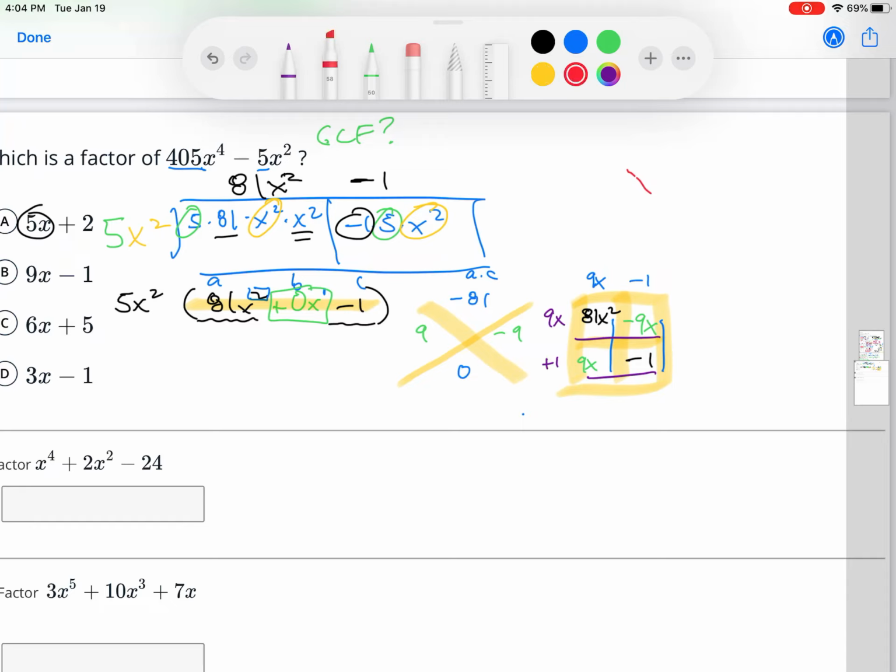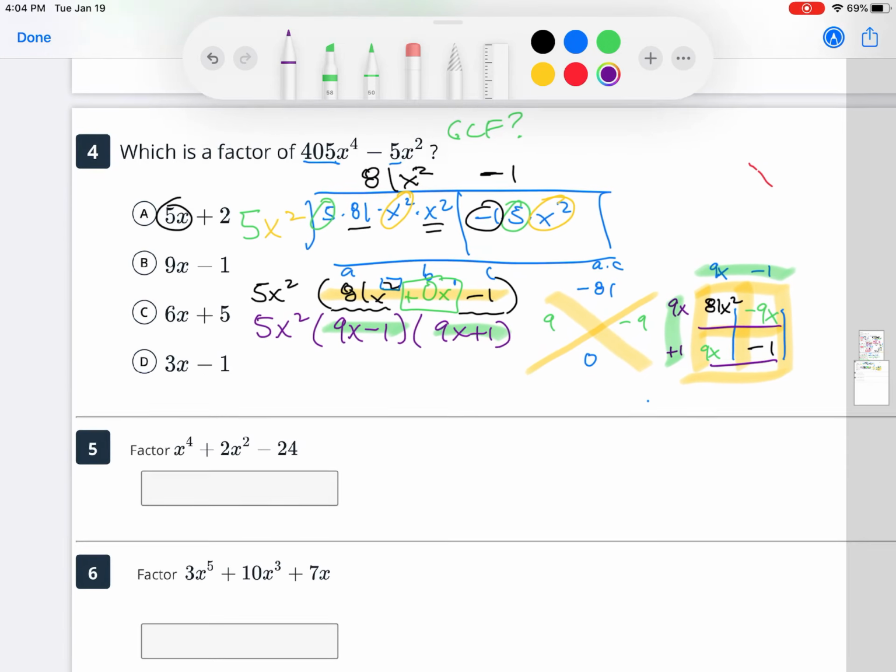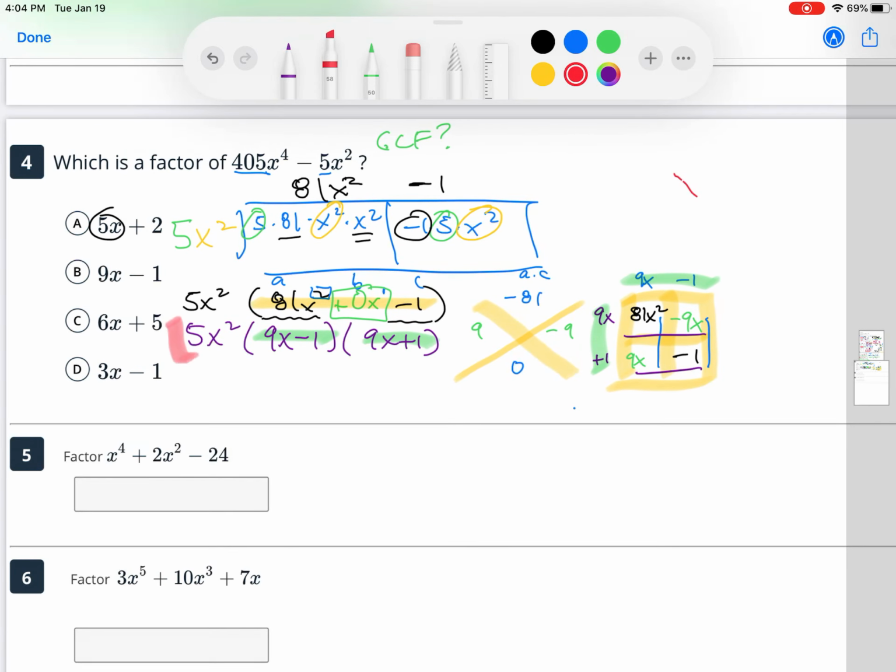So from, let's choose green here. (9x minus 1), (9x plus 1) is going to be our answer. Okay, so which is the factor? That means it's only going to be one of these. And I see that in B. So B is our answer because it's that one right there. Okay?